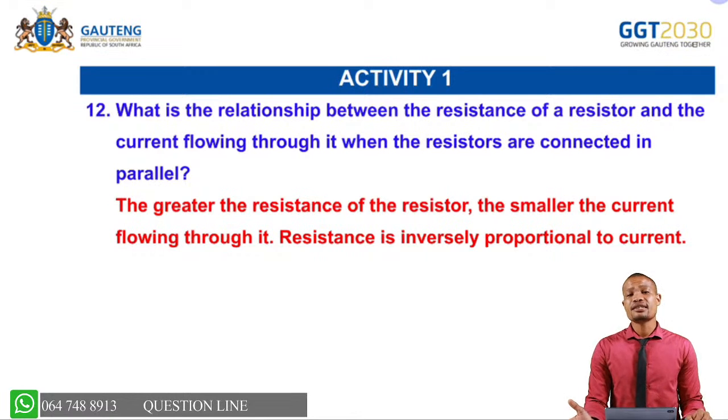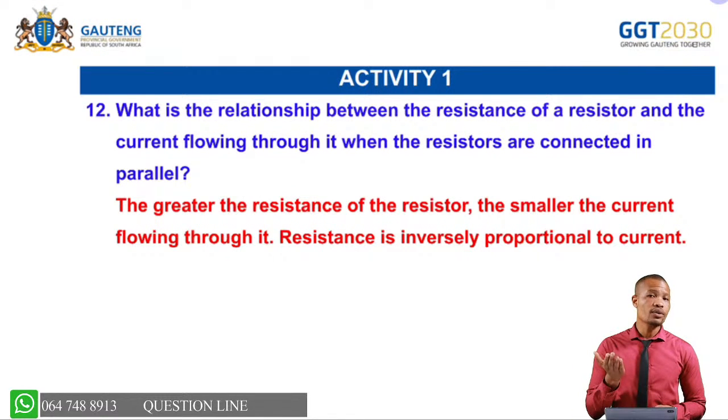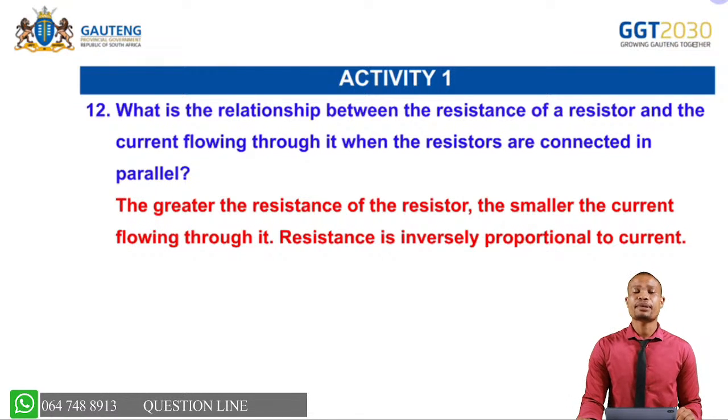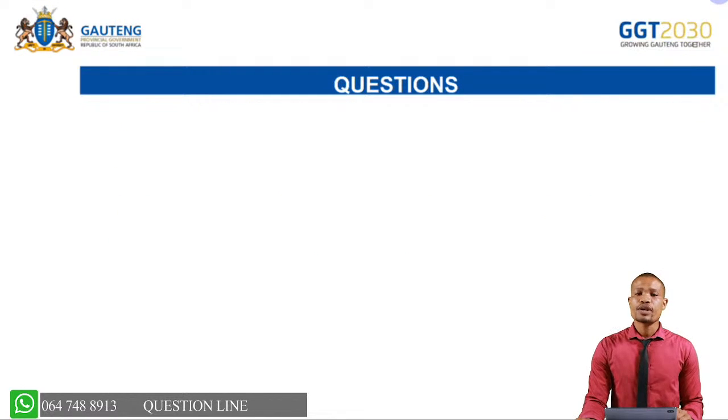The greater the resistance, the smaller the current will flow through it. Why? Because resistance is inversely proportional to current. When resistance is high, there's less current. When resistance is low, there's more current. Okay? I hope you understand that, and I hope you enjoyed the practical. Now, let us do 2 more questions and then we can summarize our lesson.